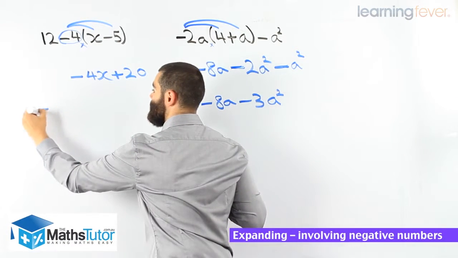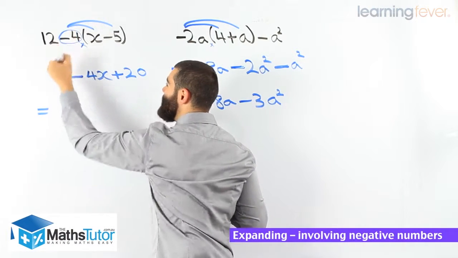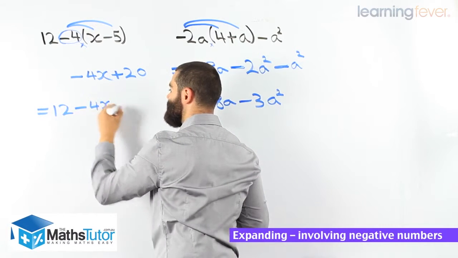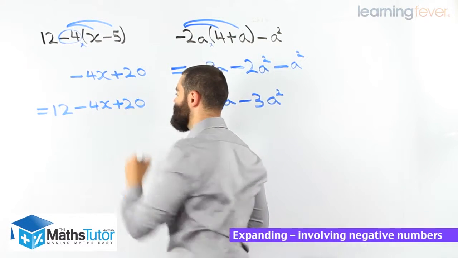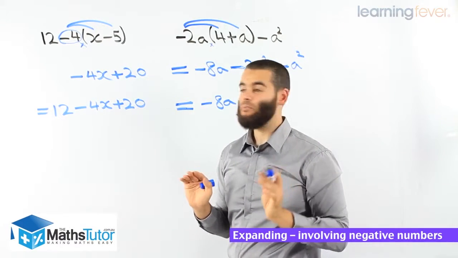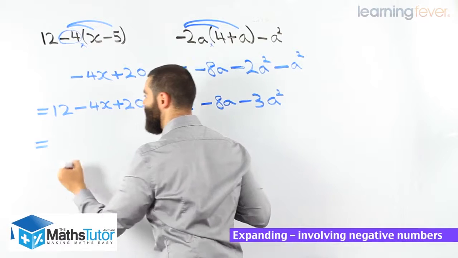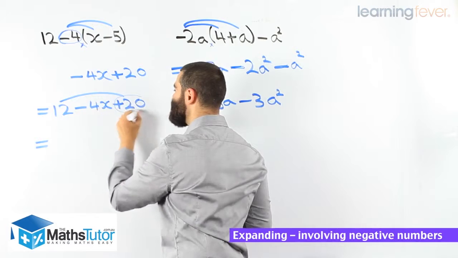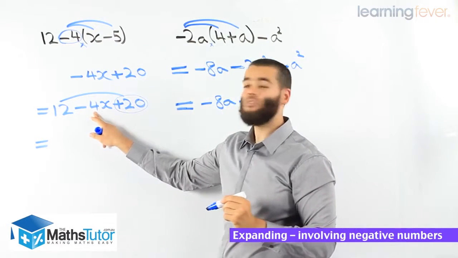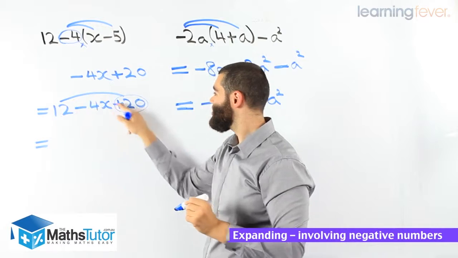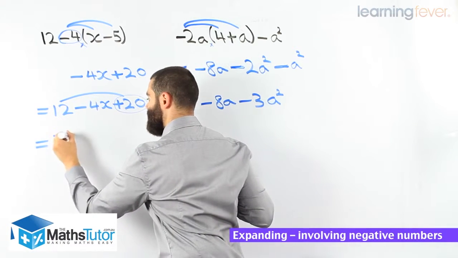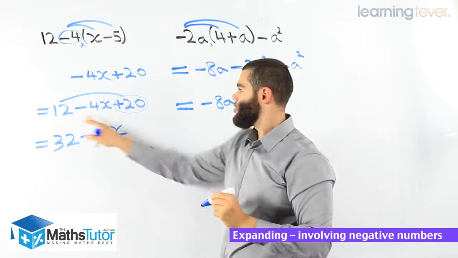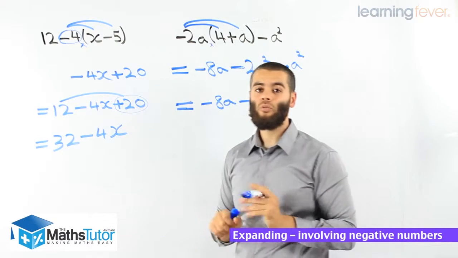Now, that's the working out for the expanding. We know the 12 is still there. Minus 4x plus 20. Now we can actually simplify it, looking for like terms. Where are the like terms? The 12 and the 20. 12 plus 20. This minus belongs to the 4x. So 12 plus 20, 32 minus 4x.